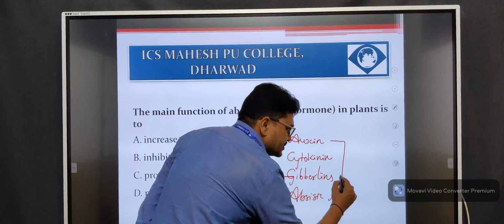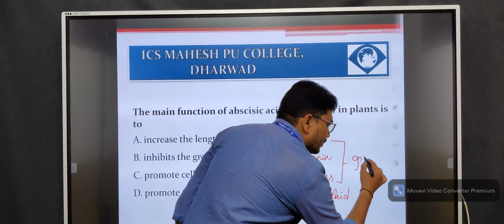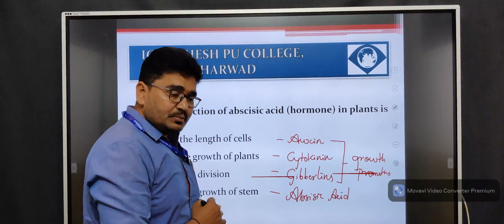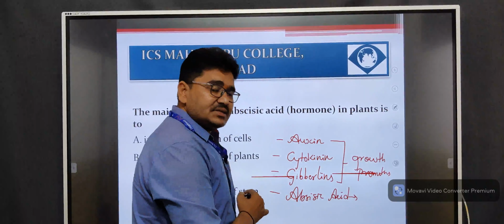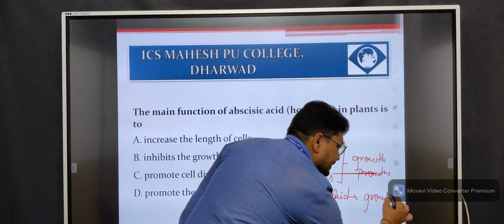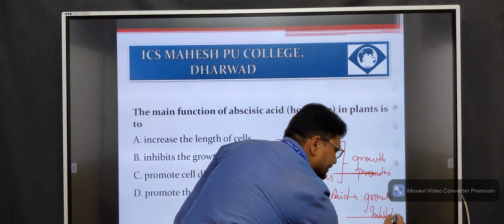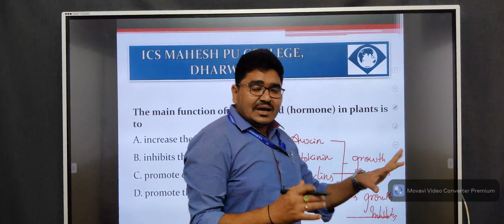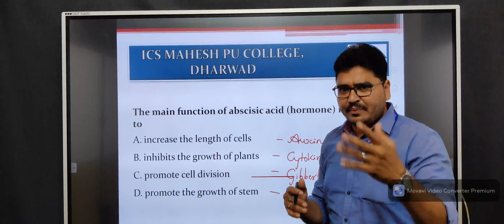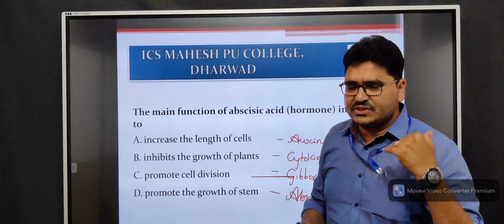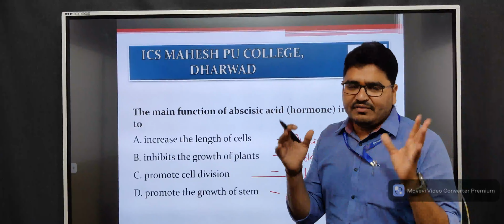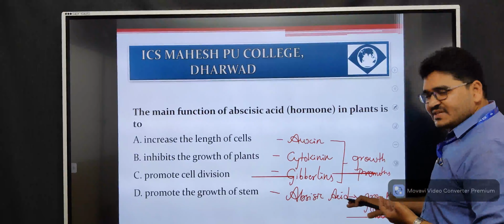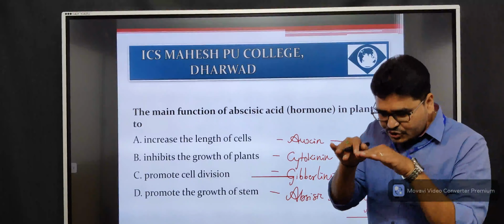These 3 hormones are categorized under growth promoters, whereas abscisic acid is known as a growth inhibitor. Growth promoters are those types of hormones that increase cell division, whatever the type, auxin, cytokinin, gibberellin, whichever may be the part, whether it is tip, stem, shoot, root, whatever part of the plant. Their ultimate purpose is to increase cell division. Whereas abscisic acid is the growth inhibitor. Inhibitor means which stops the cell division.